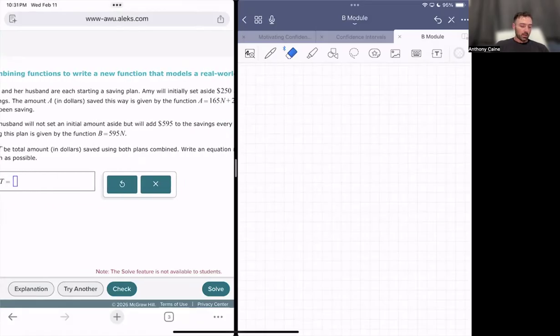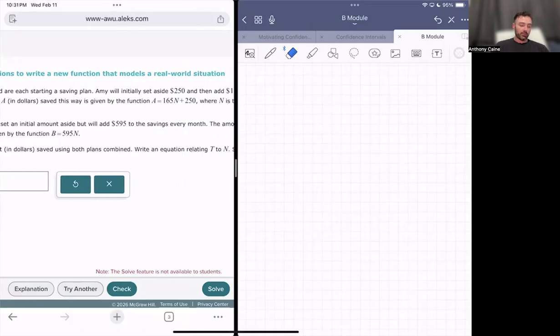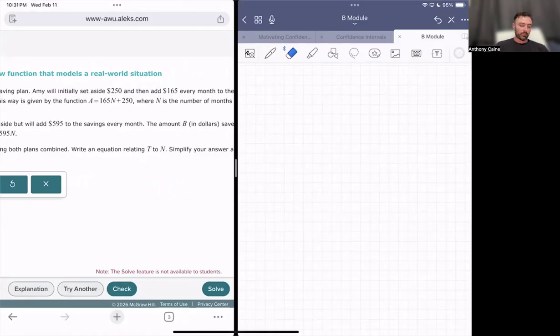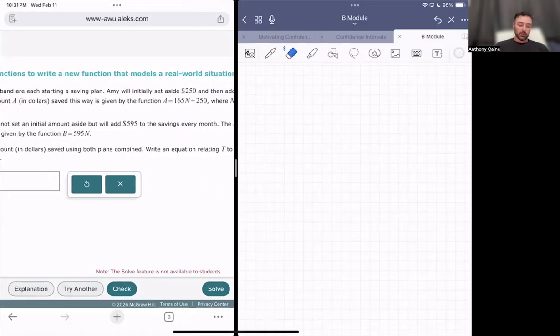Her husband will not initially set any amount aside, but he will add $5.95 to the savings every month. So if you add these two things, the total amount in savings is what Amy initially added, which is $250, plus the amount she adds every month, plus the amount her husband adds every month. And then we can combine these two because they're both multiples of n. So this is 250 plus, let's see, 5 and 5. That makes this 600. So then that'll become 760.